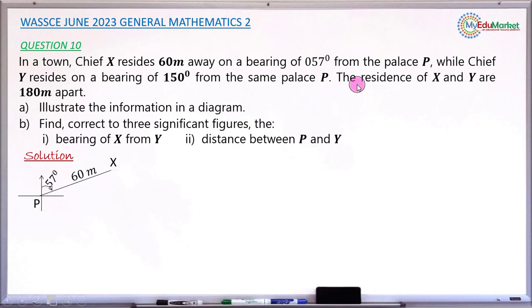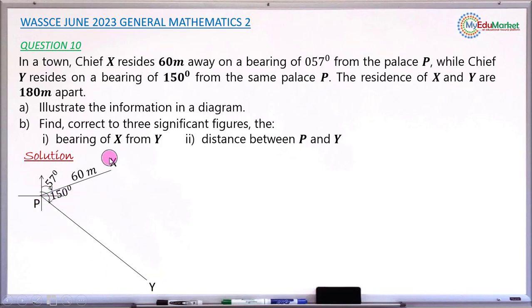Now I'll move to the residence of Chief Y, which is on bearing 150 from the same palace P. I'll take this angle 150, starting from the north line and moving in a clockwise direction. So you now have angle 150. Somewhere here would be the direction of residence Y from the palace. Let me draw the line. It will be along this direction from the palace.